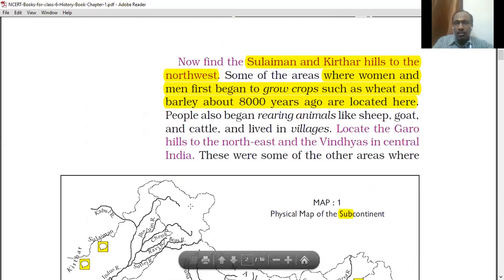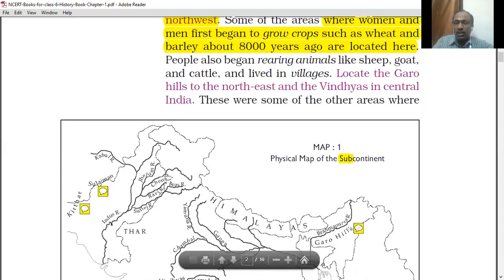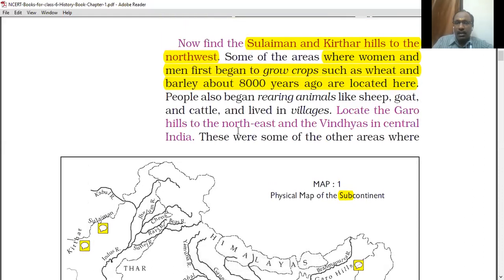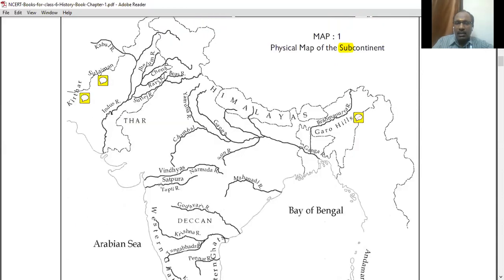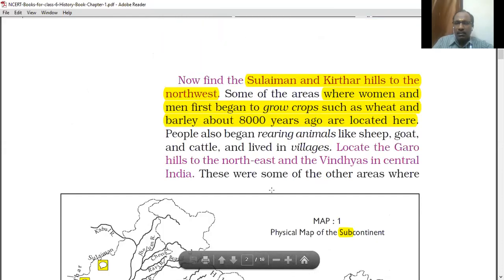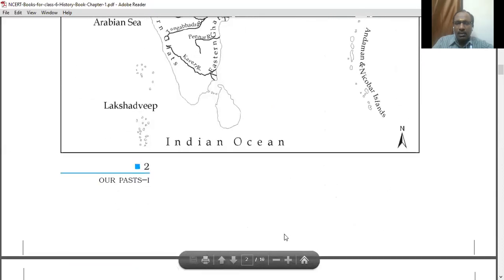And also see, people also reared animals. Rearing animals is nothing but cattle rearing, pastoring animals. So they lived mostly in villages. And you also see this Garo Hill. In this particular Garo Hill, you are able to see the northeast part of the area, and Vindhya in this area, in the central part of India. These were some of the other areas where the people lived.